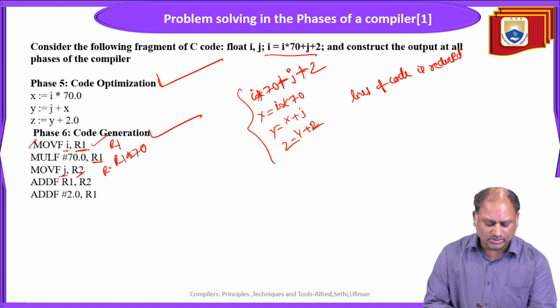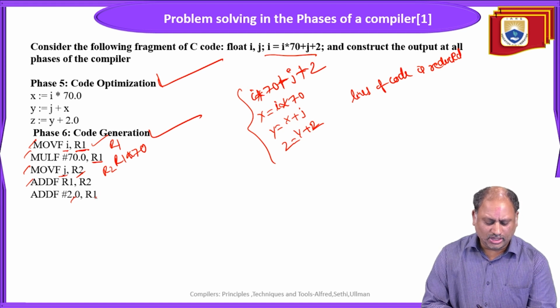Now R2 holds some value, and register R1 holds a value. These two values, R1 and R2, are to be added by using the add instruction. So here we have added R1 and R2, and the result is stored in R1. Now that result is to be added to the floating point number 2.0. Here the hash indicates that it is a constant value which is to be represented in the instruction format. So hash 2.0 comma R1.